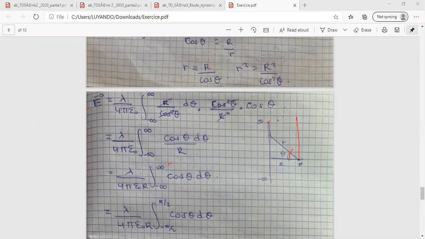If we continue getting segments along the infinity line, the infinity wire or the infinity line, let me call it, we're going to reach a point where our theta is going to be equal to pi over 2, which is what we have here.